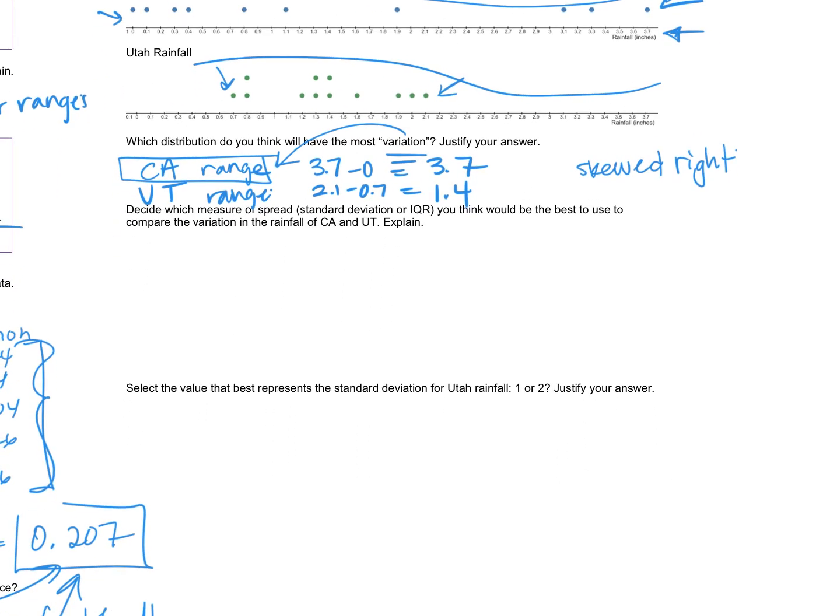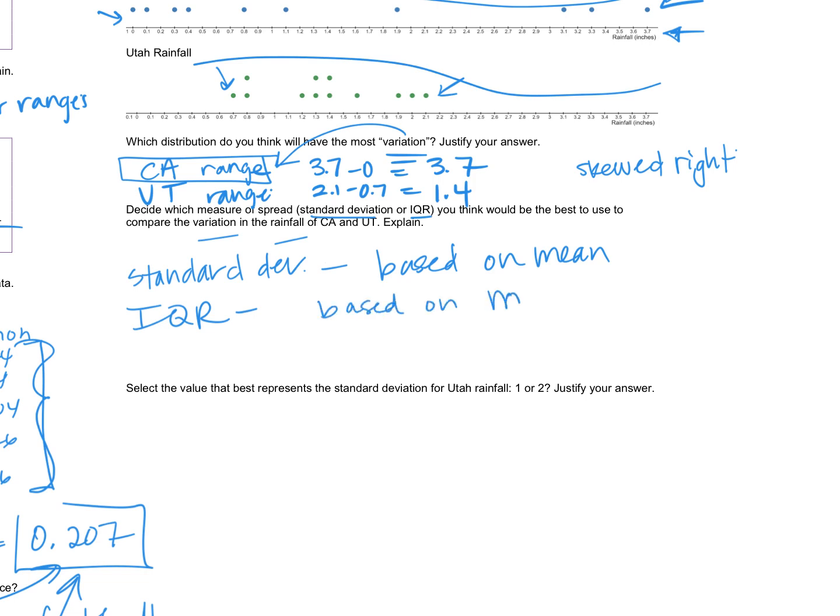So next it says decide which measure of spread. And so we're talking about the standard deviation that we just learned about, or the IQR, the interquartile range. And so in my head, I'm thinking about the box on the box plot. So which one would be best to use to compare the variation in the rainfall? So standard deviation, that's how you deviate from the mean. So it's all about what's going on with the mean. The interquartile range is all about middles, right? It's all those medians.